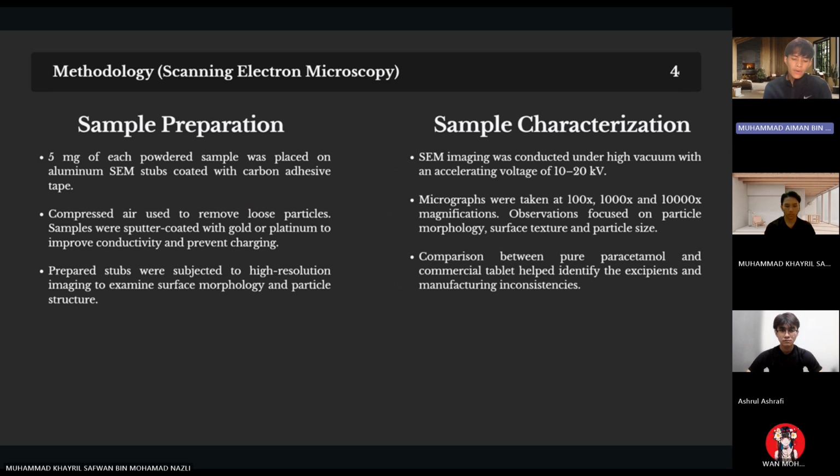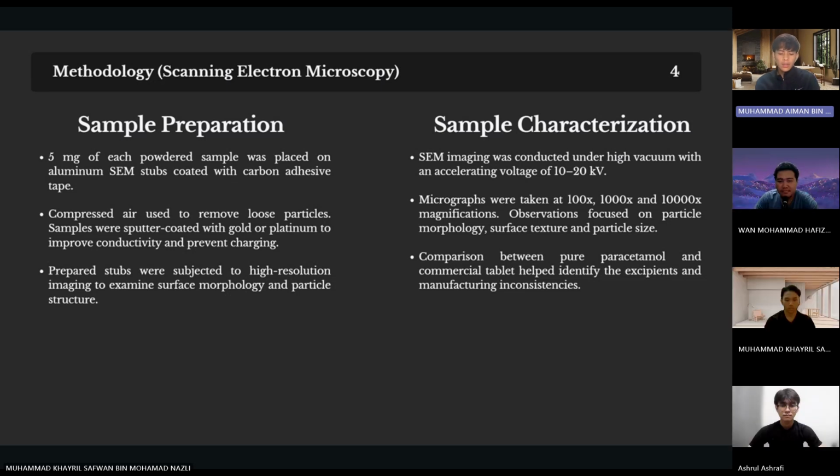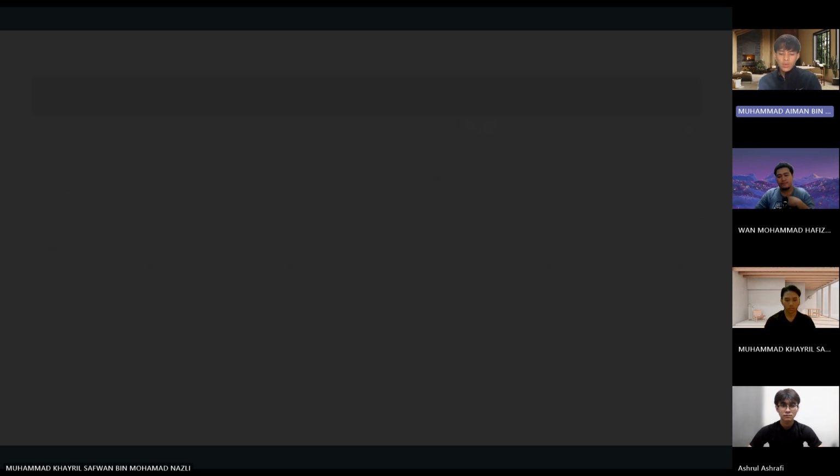Methodology. For SEM, 5 mg of each powder sample was placed on an aluminum stud with double-sided carbon tape. Loose particles were removed using compressed air. The studs were then coated with platinum to enhance conductivity and prevent charging during imaging. SEM imaging was conducted under high vacuum with an accelerating voltage of 10 to 20 kV. Micrographs were taken at 100, 1,000 and 10,000 magnification to compare paracetamol morphology, texture, and size between pure and commercial paracetamol. Observed differences help identify possible excipients or manufacturing inconsistency in the commercial sample.